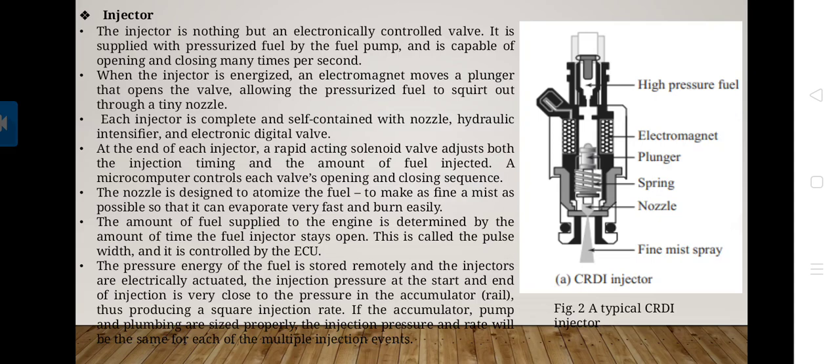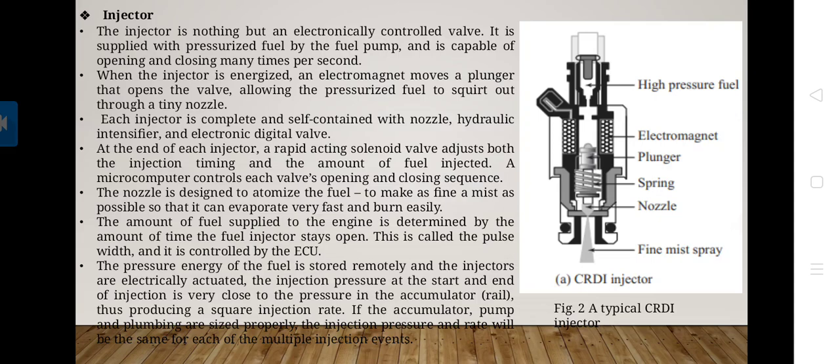The amount of fuel supplied to the engine is determined by the amount of time the fuel injector stays open. This is called pulse width, and that pulse width is controlled by the ECU, that is the electronic control unit.